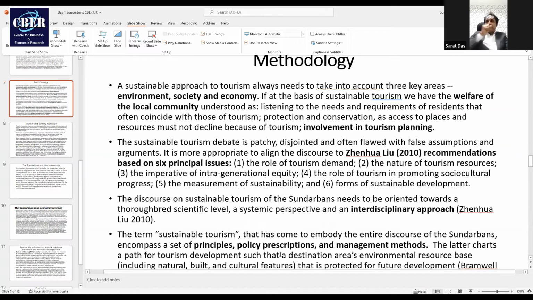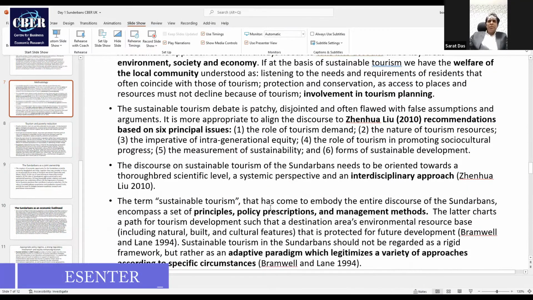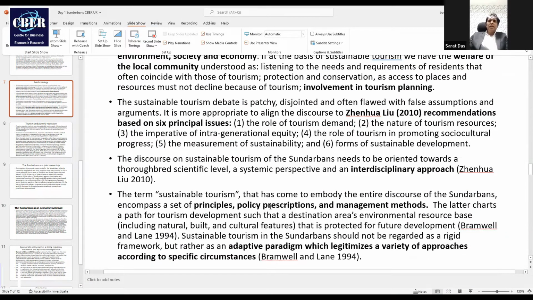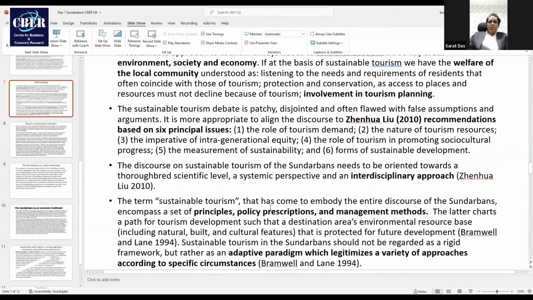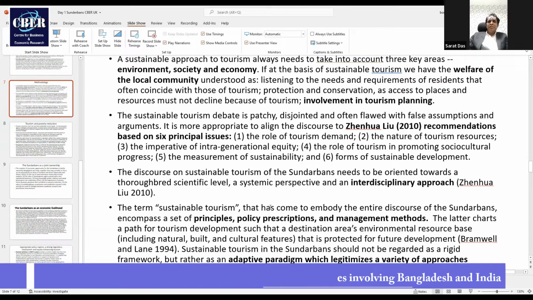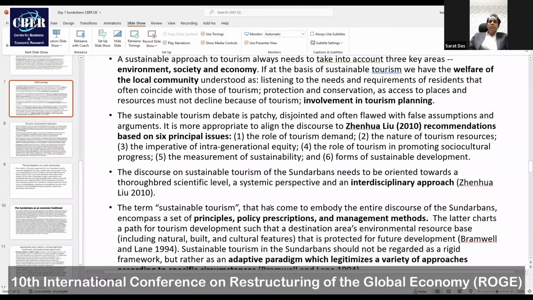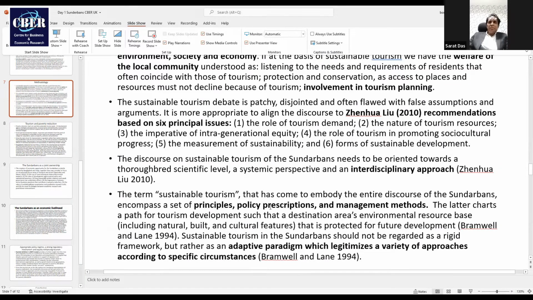So all these things need to come into the tourism planning. One of the important things that I would like to underscore is Liu's recommendations, which primarily talk about the six principal issues that relate to tourism demand, the very nature of the tourism resources, and the imperative of intra-generational equity. The fourth one is, of course, the role of tourism in promoting sociocultural progress. Fifth is the measurement of sustainability and also the forms of sustainable development. So this is something that has been a part of this methodology.